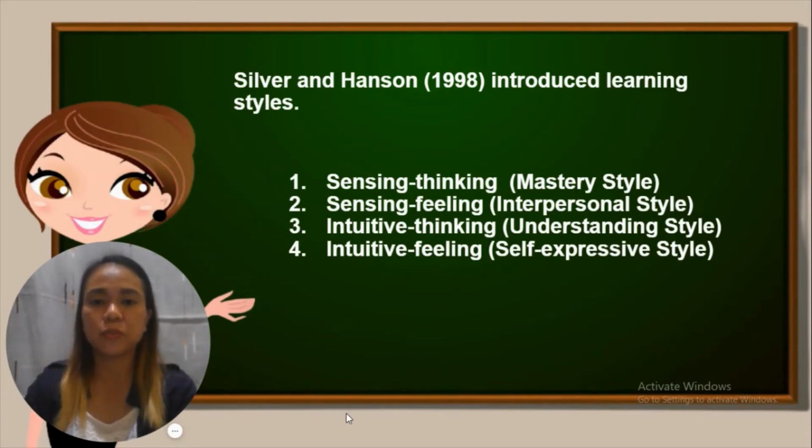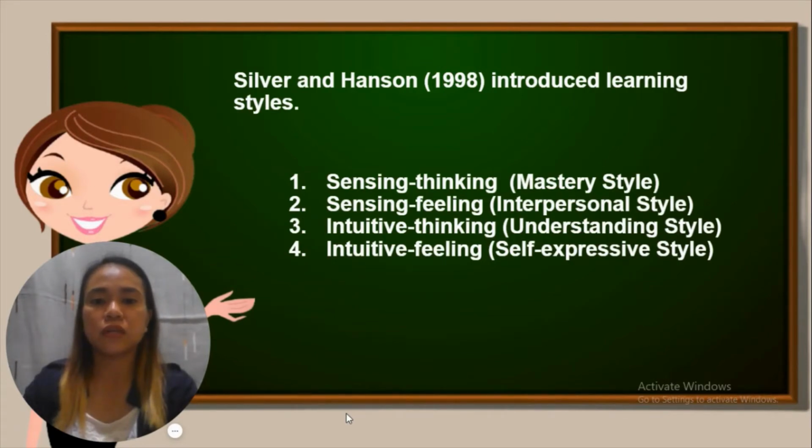From the Jungian perspective, they cross the perceiving dimensions, sensing and intuition, and the judging dimensions, thinking and feeling, to produce four learning styles. So, what are the four learning styles? The four learning styles of Silver and Hanson are sensing thinking, sensing feeling, intuitive thinking, and intuitive feeling. These learning styles can be found in every person in varying degrees. Most people tend to prefer one or two over the others. Strengthening the learning styles we are weak in will make us better learners in the long run.